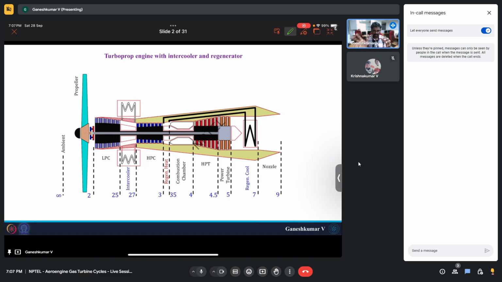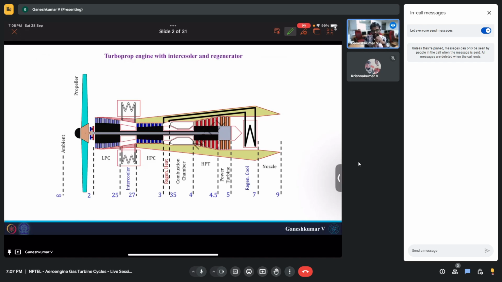Basically, in this engine you will have components like the compressor, turbine, and combustion chamber, and in addition the intercooler and regenerator. But we also have a propeller, and our main aim is to supply as much power as possible to the propeller to rotate it. The propeller is the main thrust generating component here. If you have noticed, there is no duct across the propeller, otherwise it becomes a turbofan engine. So that's the difference. It's an open duct kind of configuration.